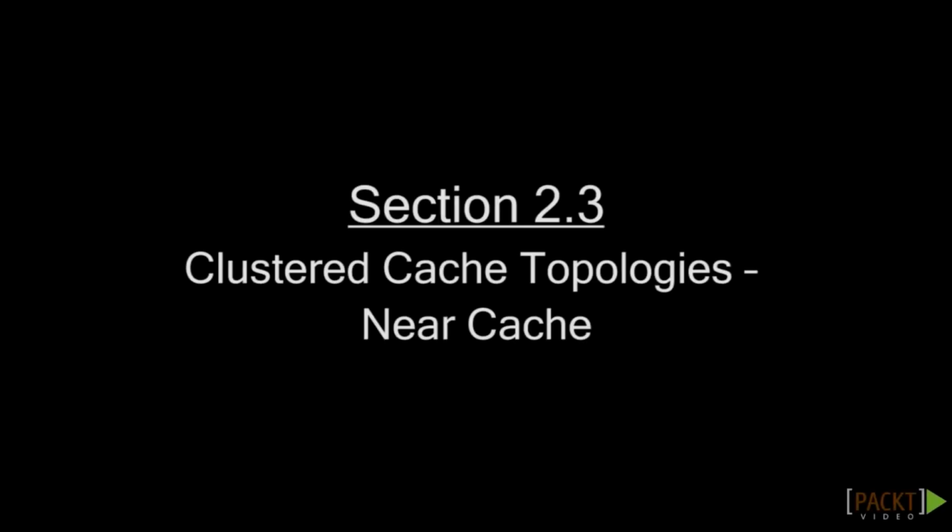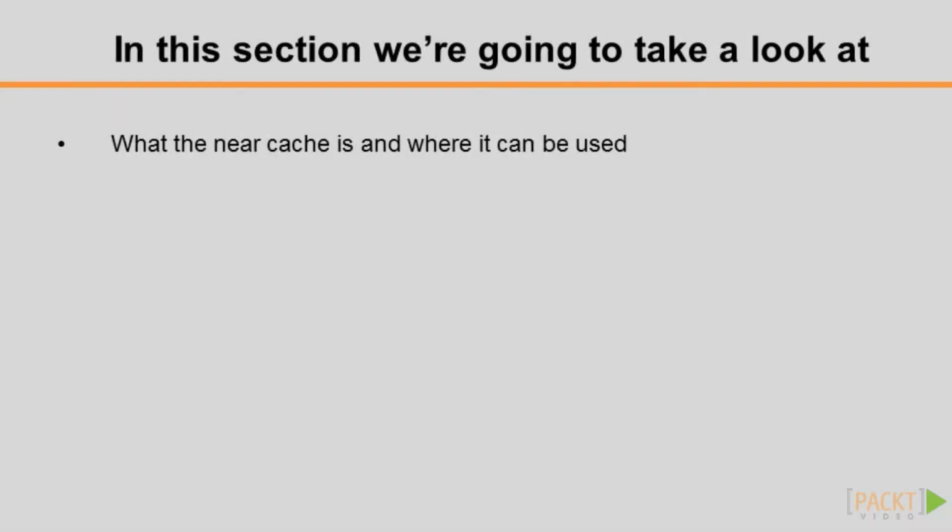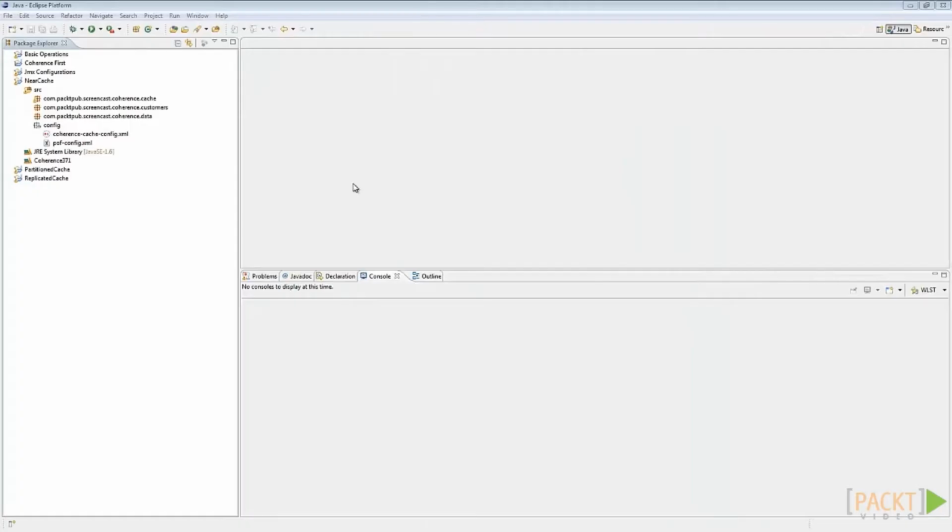In the previous video, we learned how to start a partitioned cache and looked at where you can use it as well as monitor it. In this video, we'll take a look at another cache topology. Before getting started, you ought to download the near cache operation zip file and extract it to your workspace and then import it. After you've successfully imported the project, take a look at the cache configuration file.